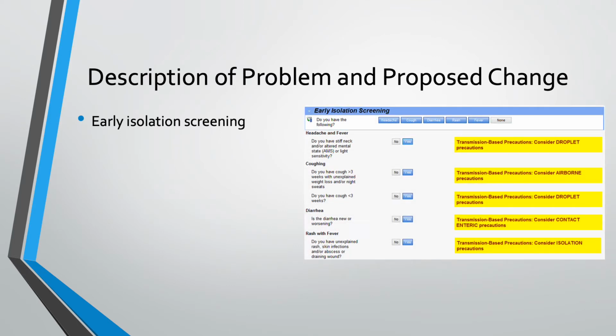So here is this figure. It displays what we see within our electronic medical record. And you can see what type of transmission-based precaution would be applicable for certain symptoms.